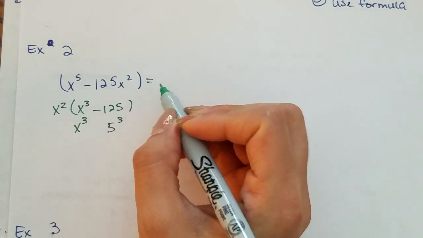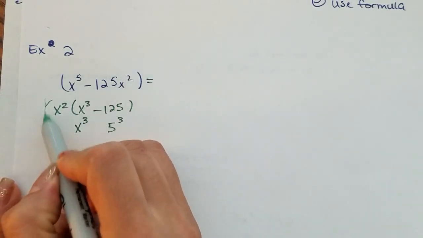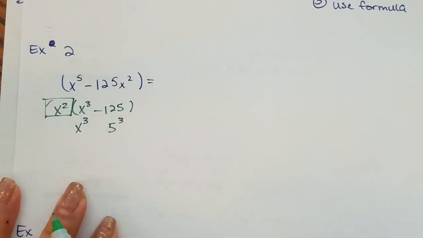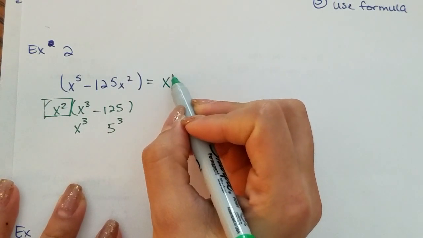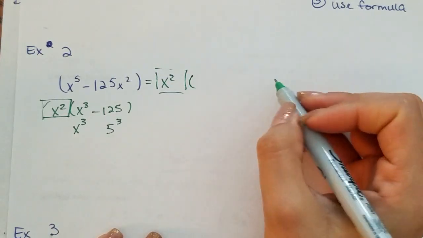Now, one of the biggest mistakes that we see here is that you forget about your GCF. Okay, don't forget about that. Make sure that you bring it back over here. Don't forget about it. And then we're just going to plug in the other numbers.